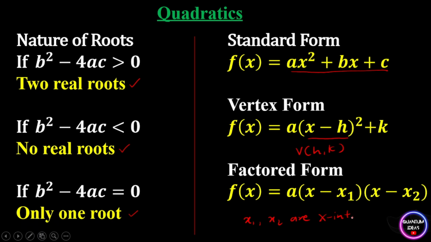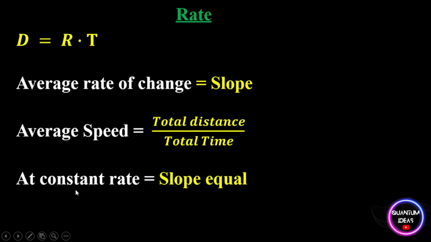So let's move to another one. Rate. In this rate we have to memorize this formula, right? D equals RT. So basically, distance equals rate times time. And basically the unit of rate is d by t, right? So it is not always distance, there could be other quantities also. So you have to be very precise in using this formula.